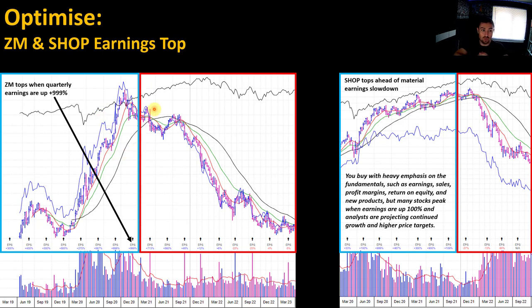Oftentimes a stock can top when loads of people are really, really excited about it and it's potentially getting spoken about a lot on financial media, social media, so on and so forth, right? And then you see it absolutely collapses.